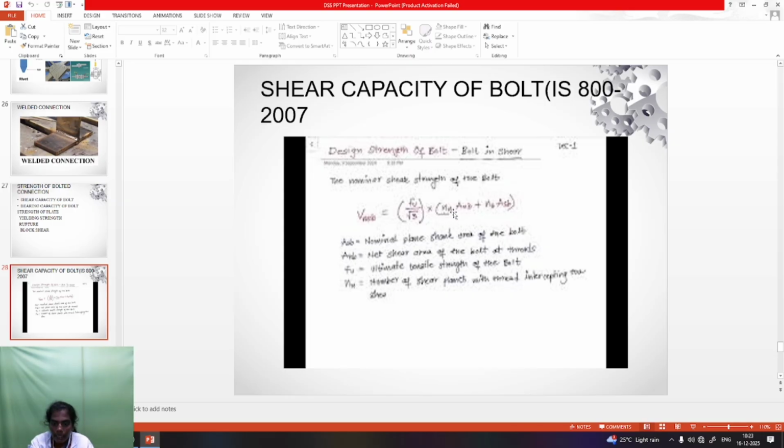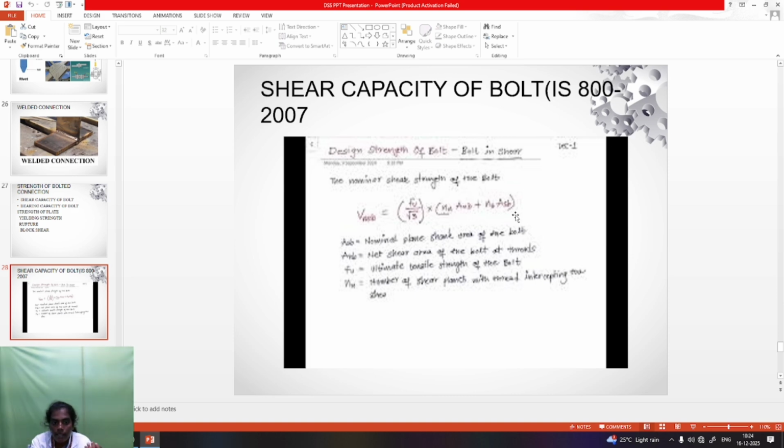So root 3 into nn. nn is equal to the number of bolts in the shear plane with the threads intercepting the shear plane, and ns is the number in the shank area. So nn is equal to the number of bolts used in one plane. Asb means shank area. Anb means net area. Net area is the whole area. The bolt is circular, so what is the formula for area? Pi by 4 d square. So Anb is pi by 4 d square. Asb means shank area. Shank area is 0.78 times pi by 4 d square.